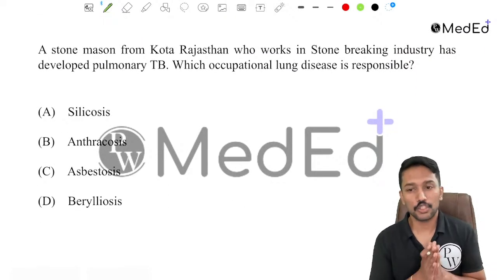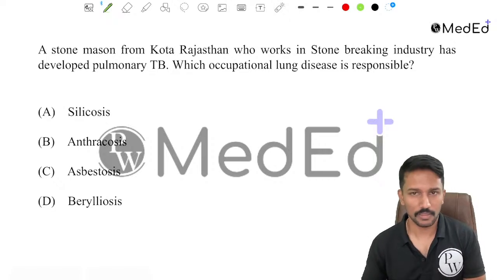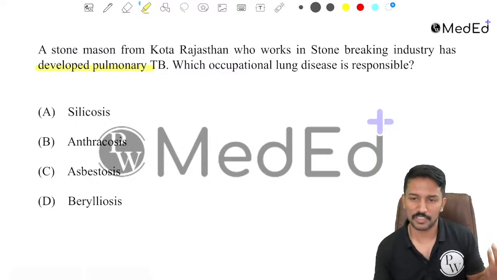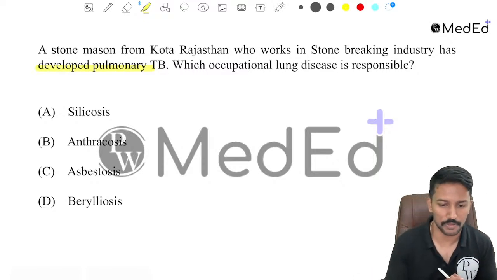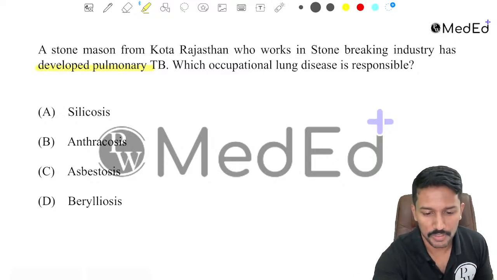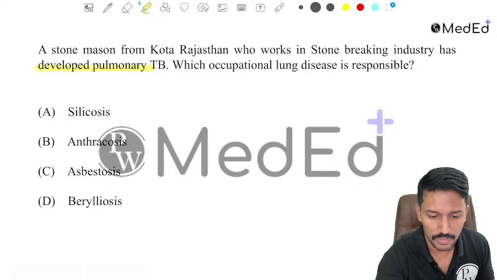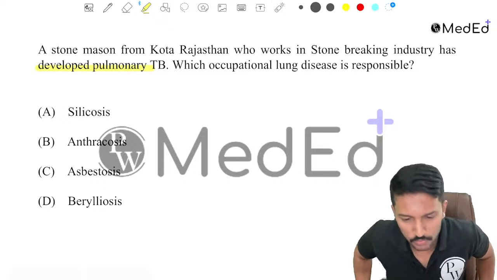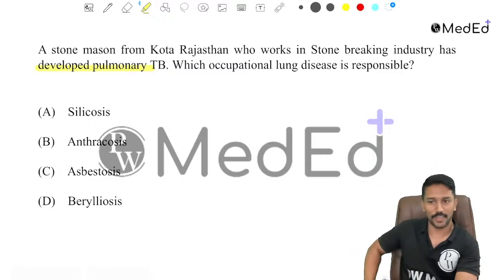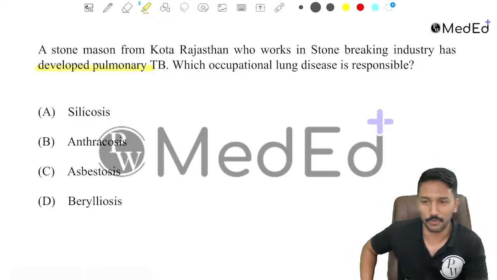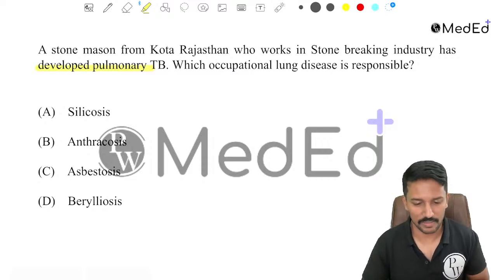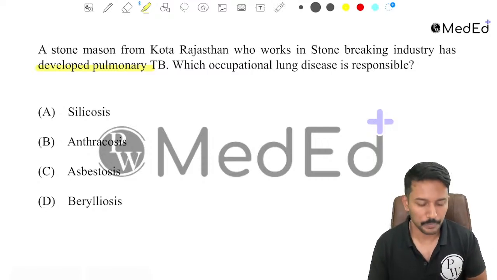Next question. A stonemason from Kota, Rajasthan, who works in the stone breaking industry, has developed pulmonary tuberculosis. Which occupational disease is responsible for this? Again, a very straightforward question. The occupation is stonemason, right? Like, how many of you have Kota stones on your floors? Right now I have Kota stones on this building floor. Okay, they are a work of great artisan and craftsmanship, right?